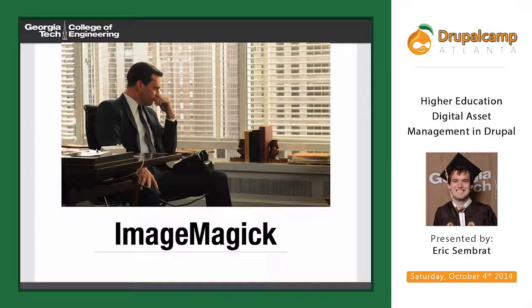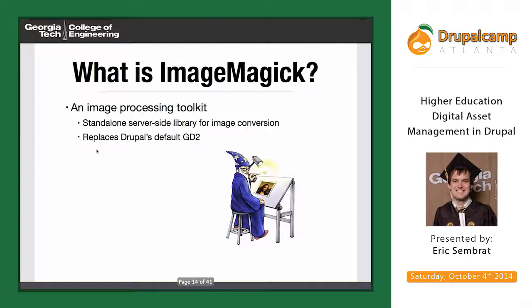So I'm going to start with Imagemagick. And this is probably the most technical part of this. So Imagemagick, with its creepy logo over here, is an image processing toolkit. It is really creepy. And he uses it everywhere. It rubs me the wrong way. So it's an image processing toolkit that runs on your server, alongside all the other stuff that your web server does. And it is a pro at doing image conversion. It replaces Drupal's default GD2, which has some, as I was mentioning earlier, some limitations.